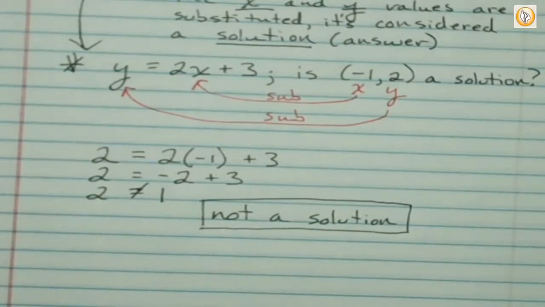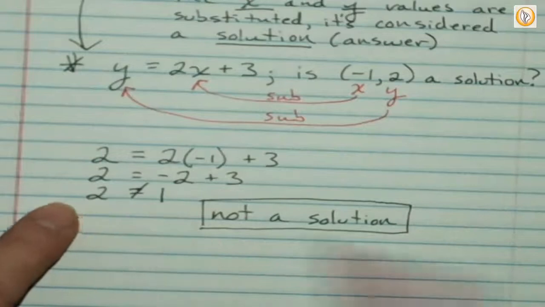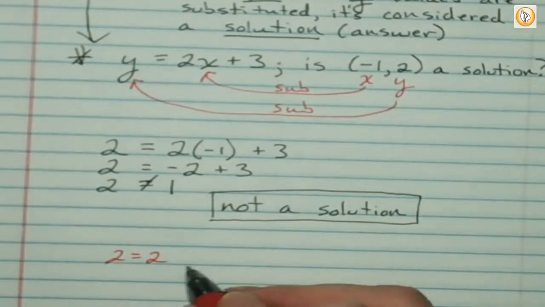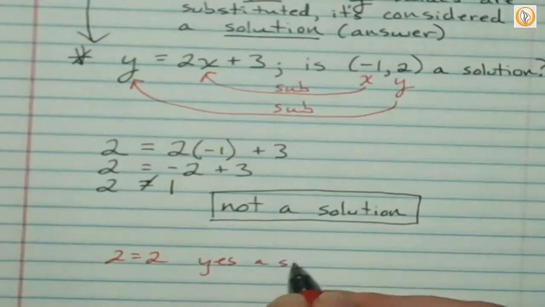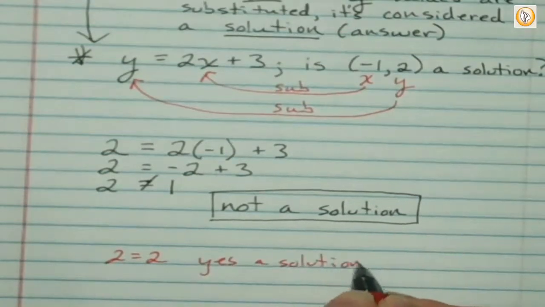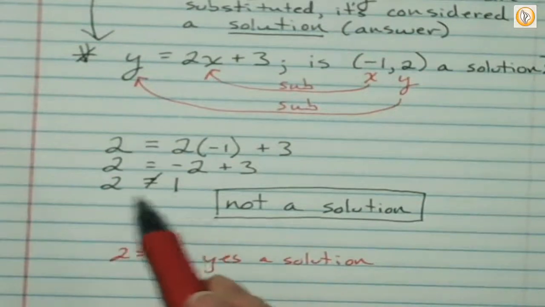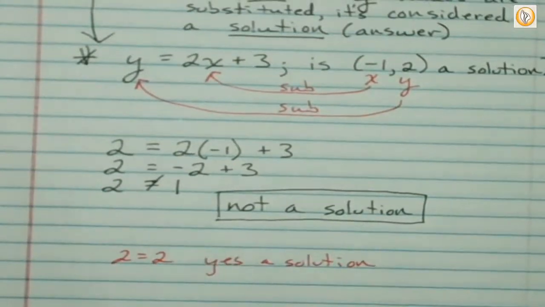Yes. The answer has to equal y? Or does it have to equal y? This side, yes, the answer has to equal y. If it was 2 equals 2, then yes, a solution. But if it doesn't equal it, then it is not a solution. Does that make sense? Any questions about that? That's not too bad, right?